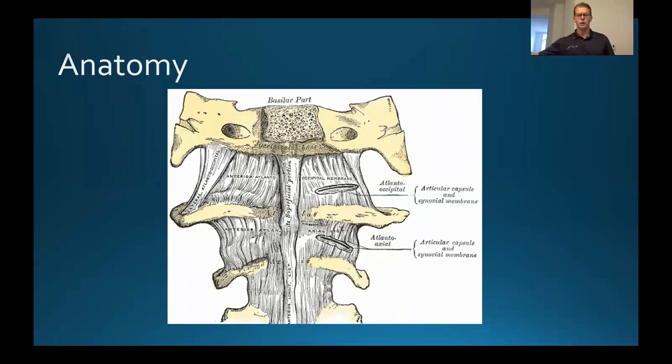Also, the reason that we don't talk about the anterior AO membrane quite as much is that the structure, as it turns into the ALL, the anterior longitudinal ligament, is much more prominent in the thoracic and lumbar spine. So it's just well researched there and less well studied in the cervical spine.